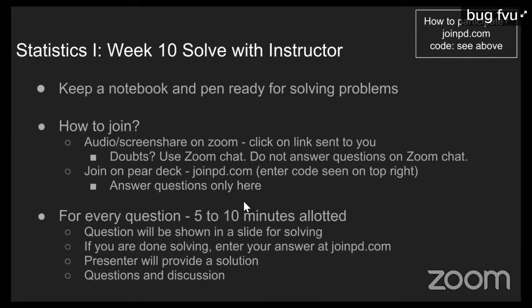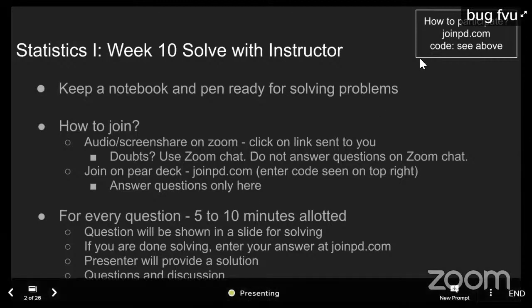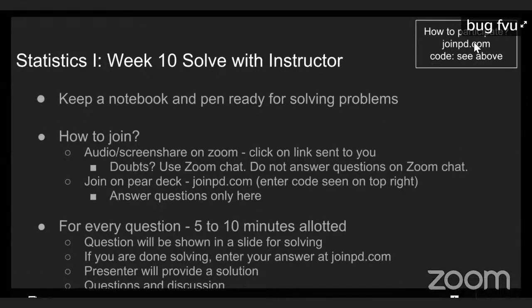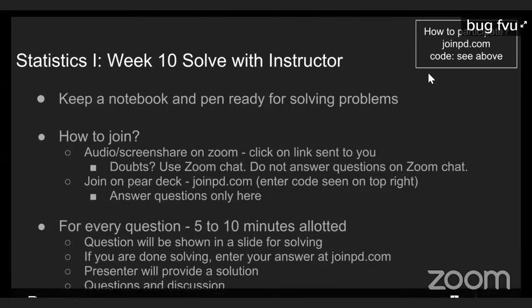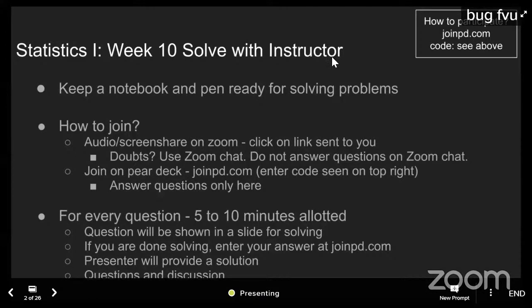Just go to joinpd.com and enter the code shown on the right top of your screen, which is BUGFBU. And for every question, you will get 5 to 10 minutes. You can answer these questions on joinpd.com and keep a notebook and pen along with you so you can solve the questions within the time limits.